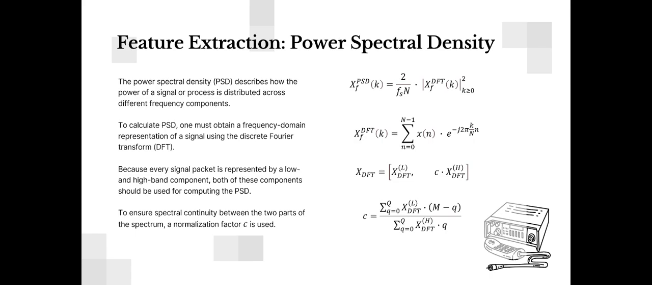The next slide shows the equations and the algorithms for feature extraction using several radio frequency fingerprinting techniques that are rooted in digital signal processing. The first one is the power spectral density. It describes how the power of a signal or process is distributed across different frequency components. To calculate PSD, we first have to compute the discrete Fourier transform. And since two receivers have been used to collect information, we are presented with a low and high band component. They both have to be used for training. Therefore, we have to concatenate them. And to ensure spectral continuity, we include the normalization factor for the high band component.